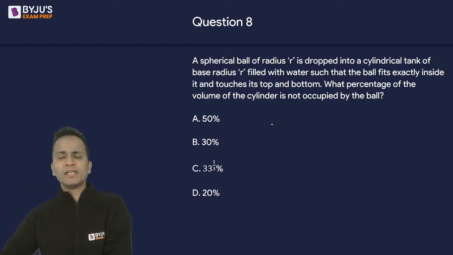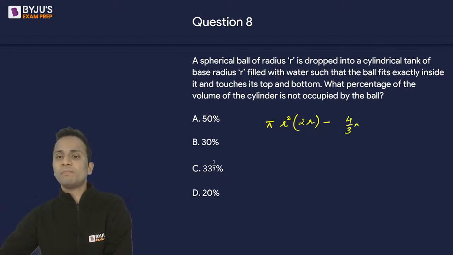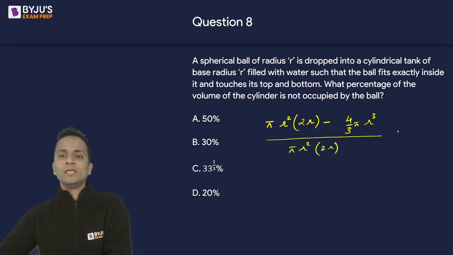Okay, so let's do it. Now volume of cylinder is pi r square h. So here pi r square, the height of the cylinder is twice the radius of the ball, so 2r, minus volume of sphere, that is 4 upon 3 pi r cube. What percentage of the volume of cylinder? So divided by the volume of cylinder, pi r square into 2r, multiplied by 100. This should be the answer.